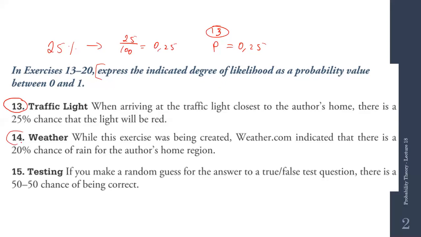In exercise 14, it says, while this exercise was being created, weather.com indicated that there is a 20% chance of rain for the author's home region. The chance of rain is 20%. So we say P equals 20 divided by 100, which is 0.2.